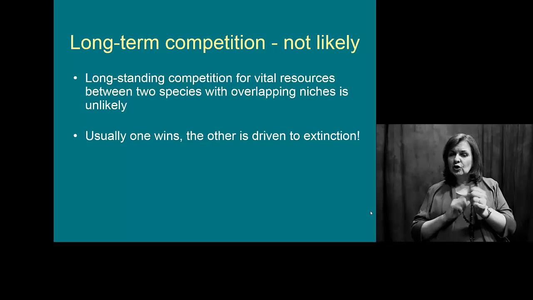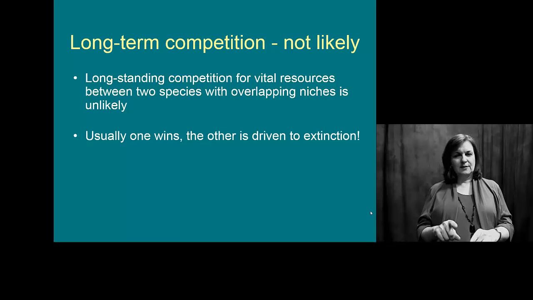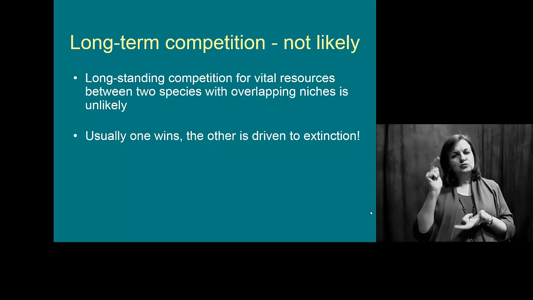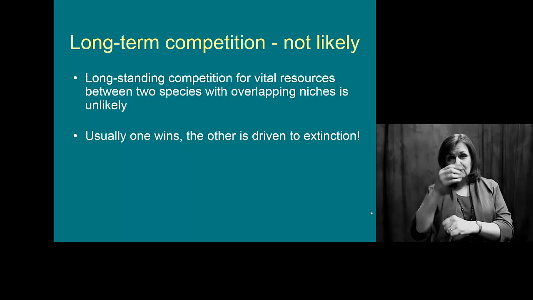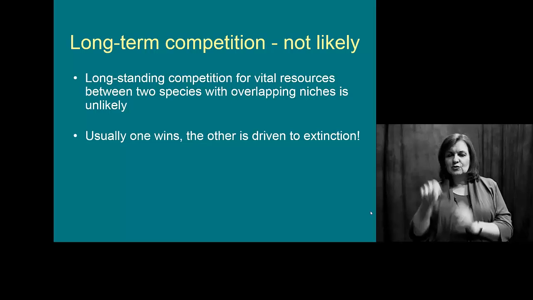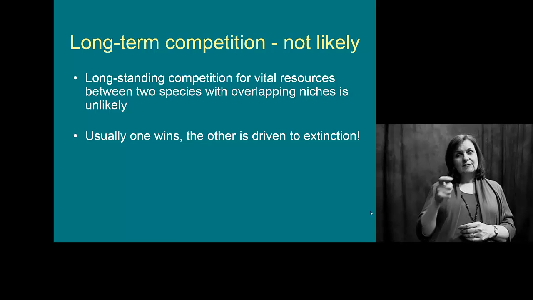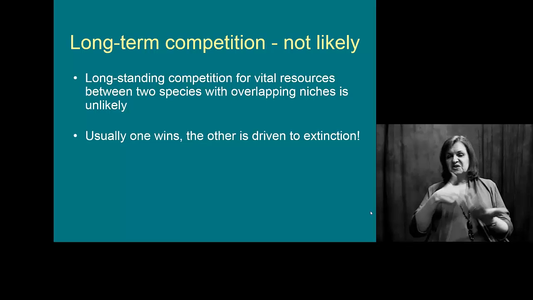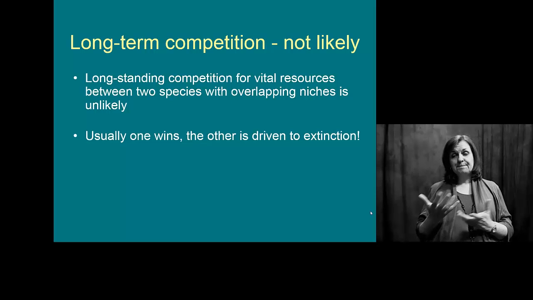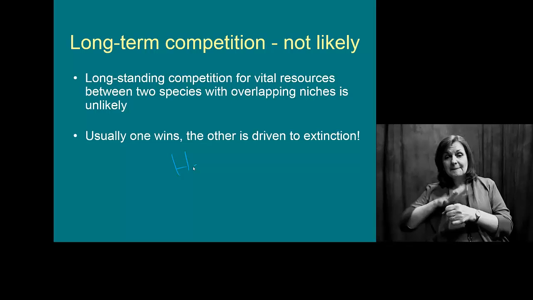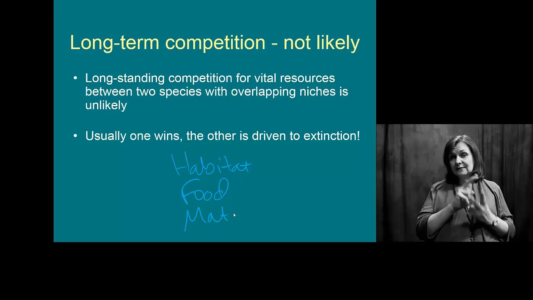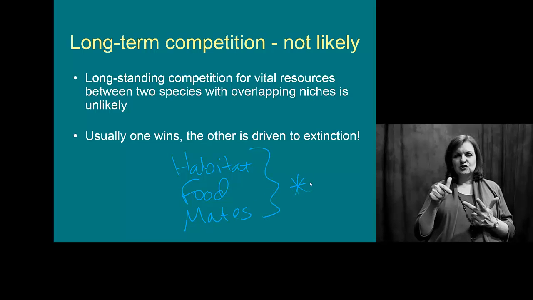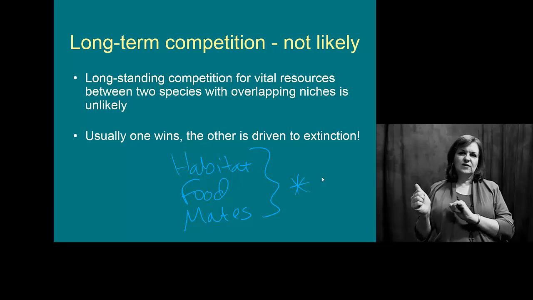Because remember, we said long-term competition is unlikely to happen because it is a constant drain on an individual. Think about if every day you had to fight for your dinner. You eventually would find someplace else to eat, right? So you have to think about those kinds of interactions and why these sorts of competitions wouldn't be good. And I mean, it can be competition for habitat, it can be competition for food, it can be competition for mates, but all of these eventually are going to lead one organism to move out of an area.